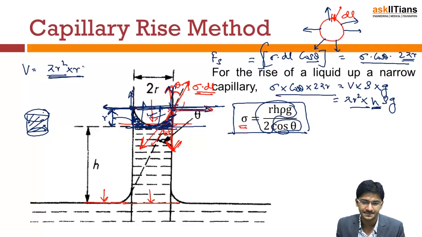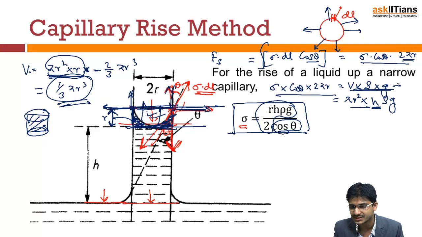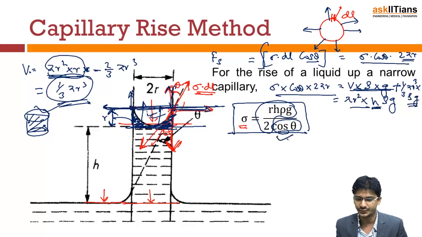So the volume of the cylinder will be pi r square into r, minus the volume of the hemisphere, which is 2 by 3 pi r cube. So what you get is pi r cube minus 2 by 3 pi r cube, that is 1 by 3 pi r cube. If you consider this volume, what change will come in? You will have this weight plus this weight, plus 1 by 3 pi r cube, which is the volume, into rho into g. So similarly the value will change a bit. You can find it from here.